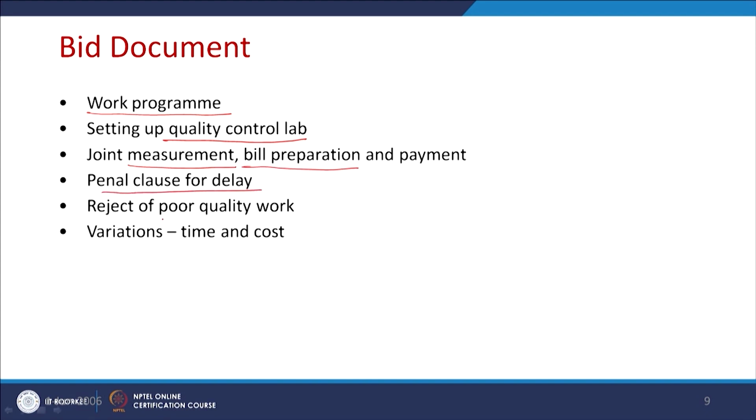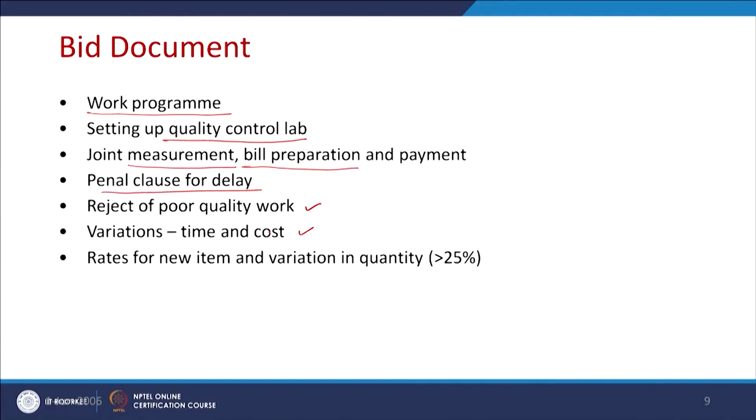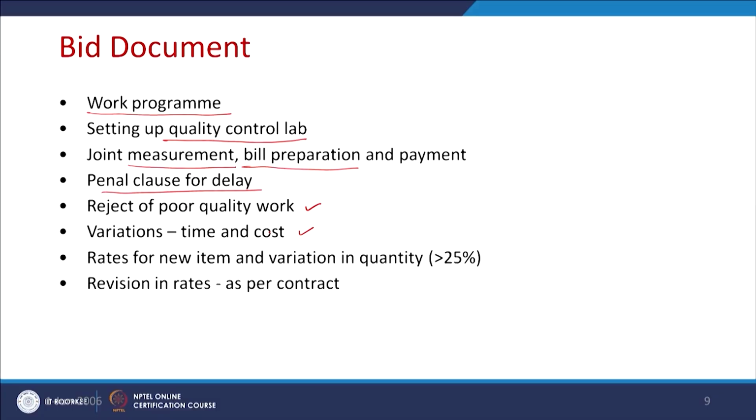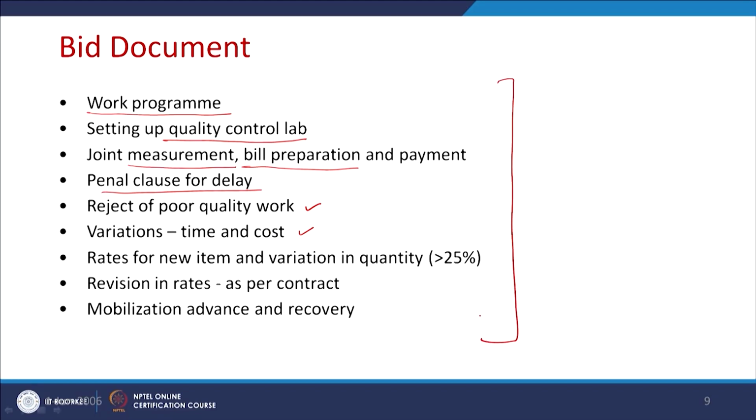Then penalty clauses: rejection of poor quality of work, and the variation of time and cost, what will happen if the time and cost are not maintained by the contractor. Then rates for new items and variations in quantity: if any new item is required during project execution, what will be the rate and what will be the variation. Then revision in the rates as per the contract, mobilization advance and recovery. So, these are the typical other information, apart from the basic information, which should be there in the bid document.